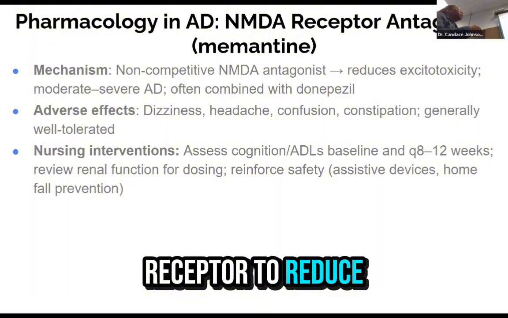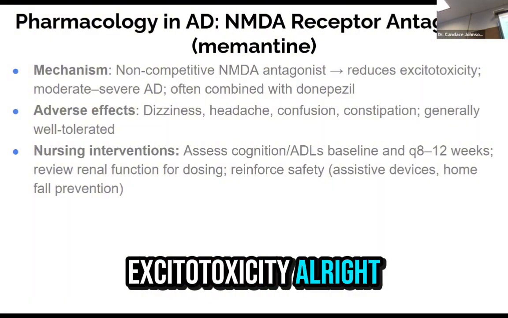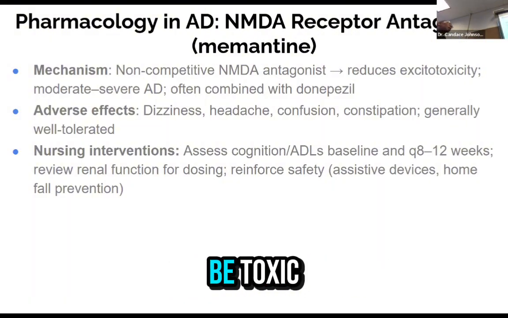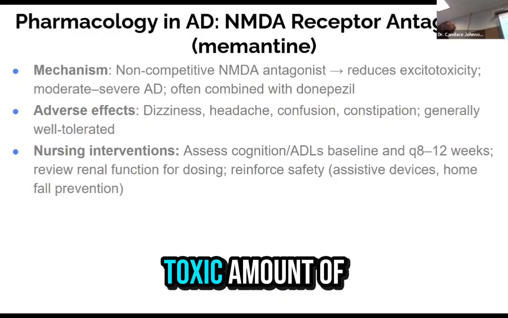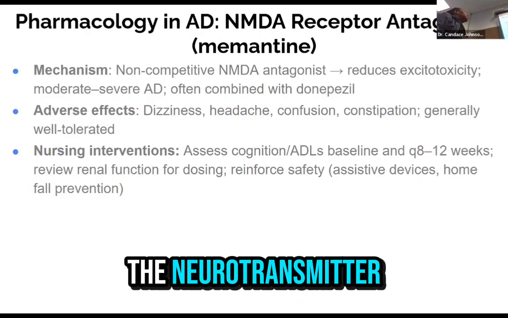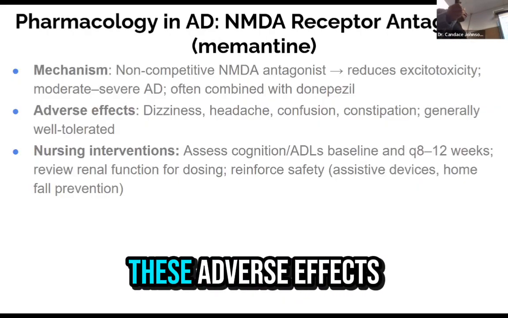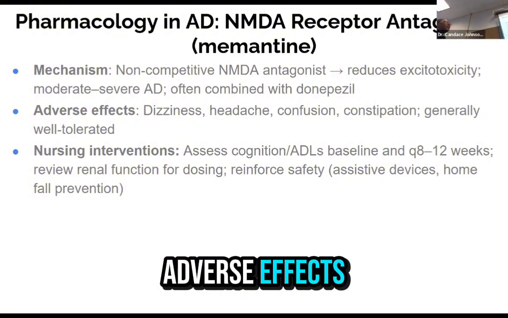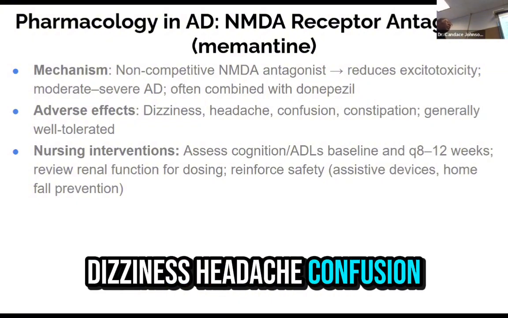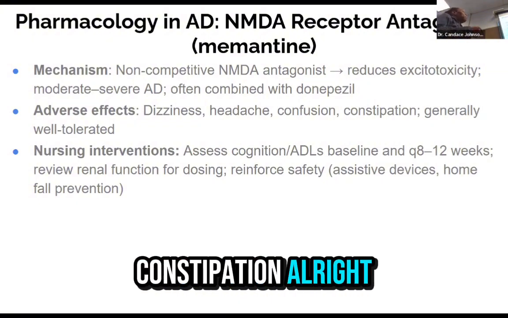But NMDA is associated with Alzheimer's because when we're giving that antagonist, it's working against this binder or this receptor to reduce excitotoxicity. All right, we don't want the patient to receive a toxic amount of the neurotransmitter that's going to give them all these adverse effects. What are the adverse effects? Dizziness, headache, confusion, constipation. All right.